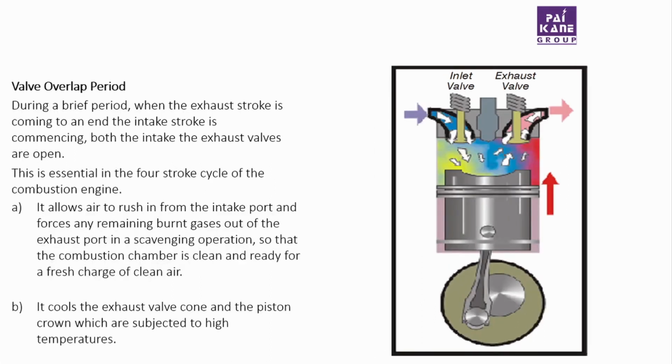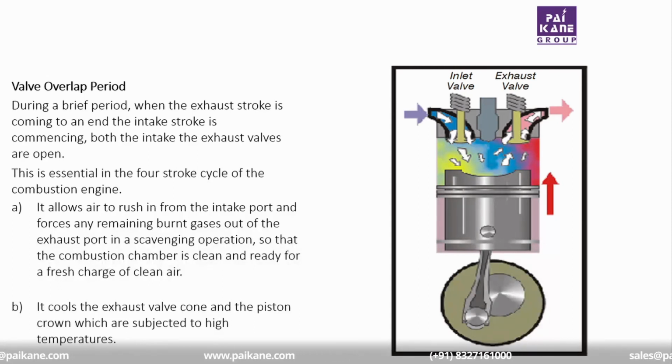At the 4th stroke, which is the exhaust stroke, we have a valve overlap period. It's during this period, when the exhaust stroke is coming to an end and the intake stroke is commencing, that both the intake and the exhaust valves are open. This is essential for the 4-stroke cycle of the combustion engine. It allows air to rush in from the intake port and forces any remaining burnt gases out of the exhaust port in a scavenging operation, so that the combustion chamber is clean and ready for a fresh charge of air. It also cools the exhaust valves and the piston crown, which is subject to high temperatures.